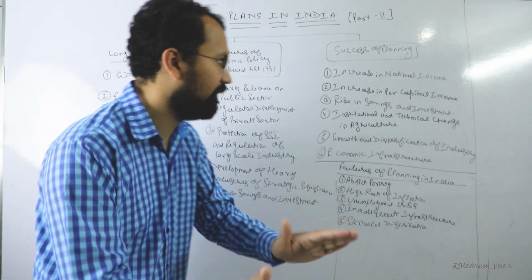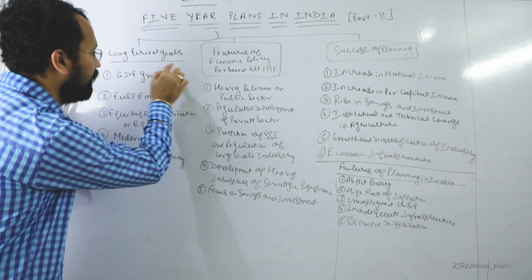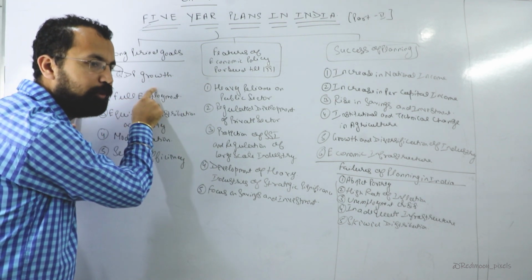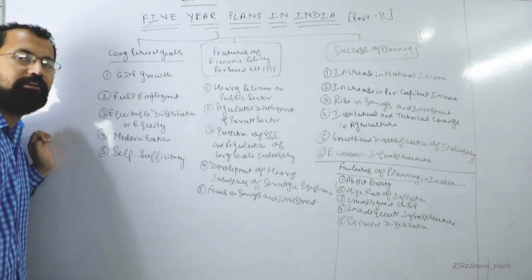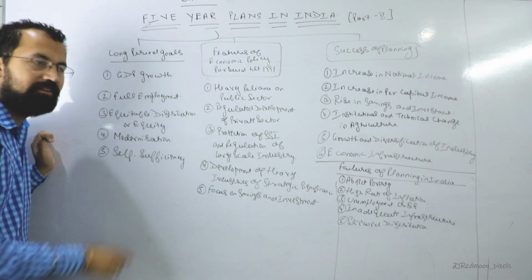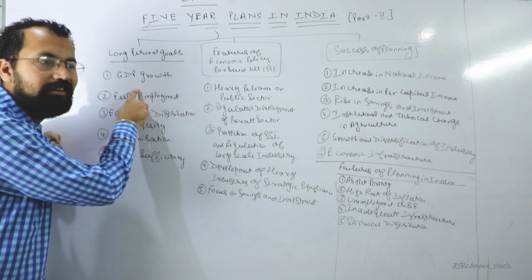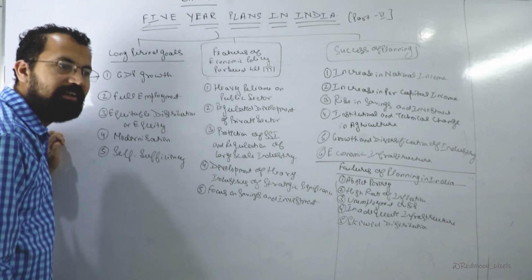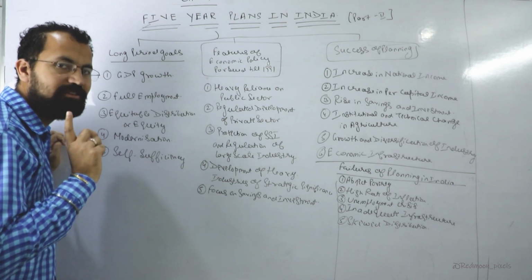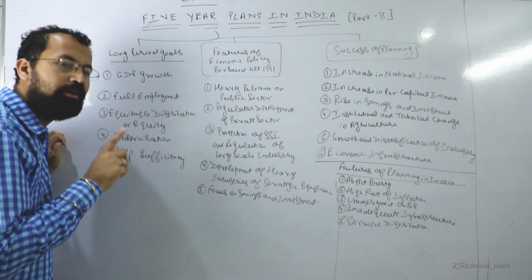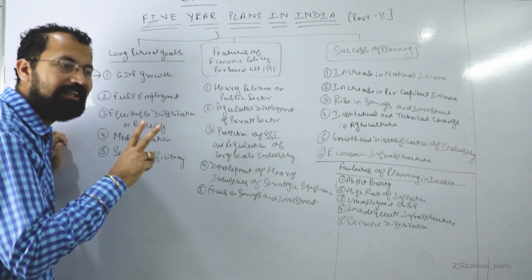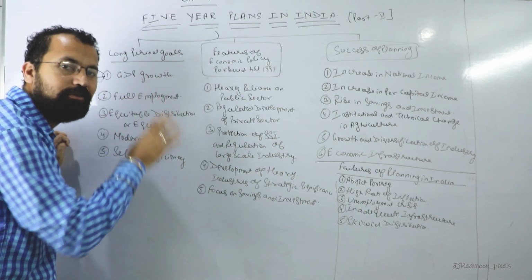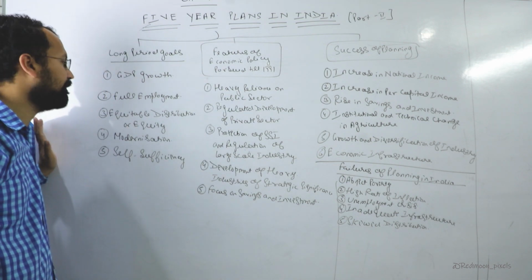Now the next heading is long period goals. First long term goal is GDP growth. GDP growth means increase in the flow of goods and services. It can be done in two ways. One is fuller utilization of resources. The second is increase in the resources. GDP growth means increase in the resources or increase in the flow of goods and services in an economy.